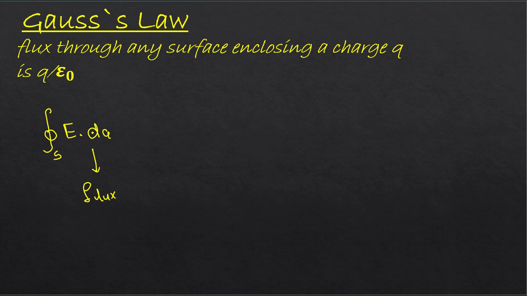So according to Gauss's law, the flux is equal to the charge enclosed by the surface divided by epsilon zero. Q enclosed is the total charge enclosed by the surface, and the flux is equal to the total charge enclosed by the surface divided by epsilon zero. This is Gauss's law.